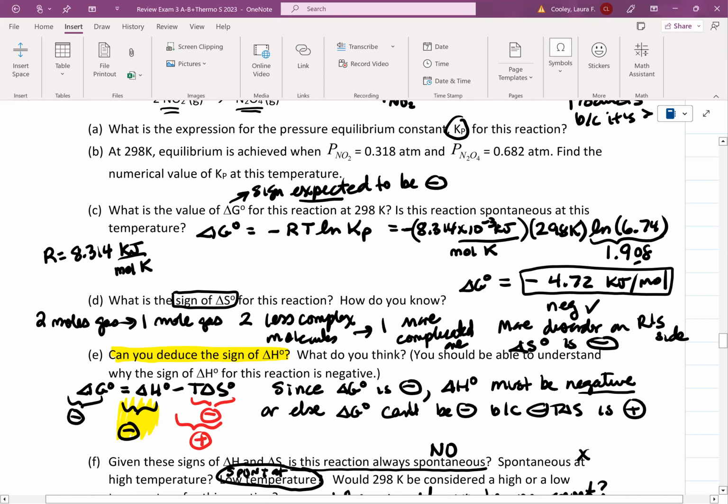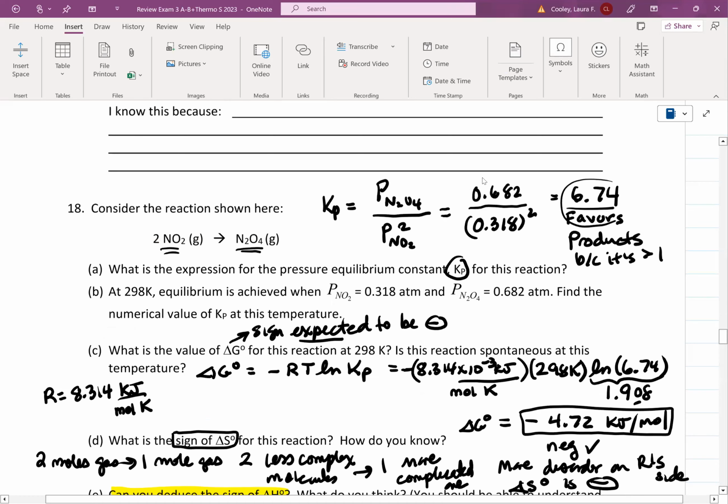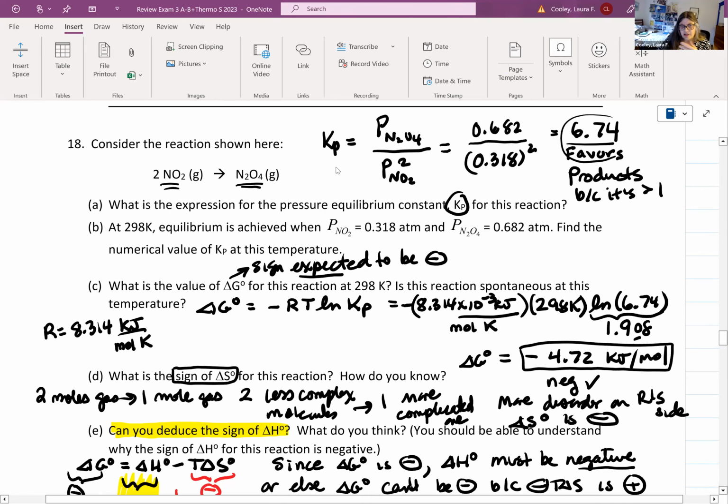So there are 2 moles of gas on the reactant side and 1 mole of gas on the product side. That alone tells you delta S is negative. There's more disorder on the reactant side than disorder on the product side. There's more order on the product side and less order on the reactant side. So you're increasing order, you're decreasing disorder. Entropy is like disorder. Think about it that way, and you'll always be right.